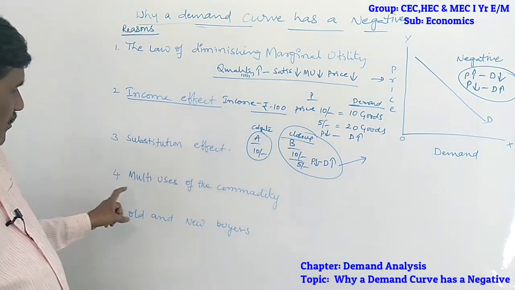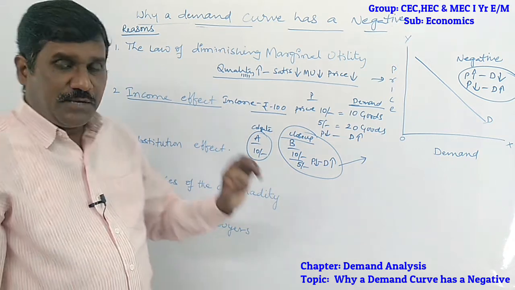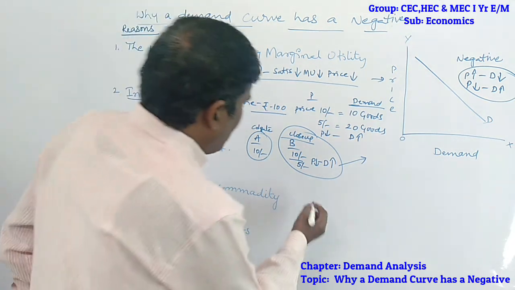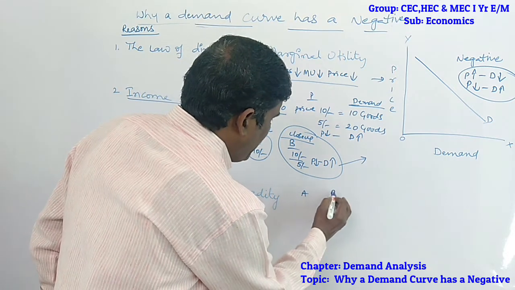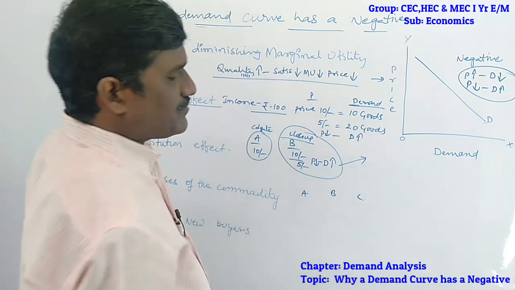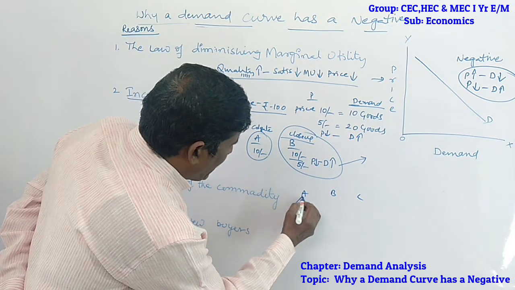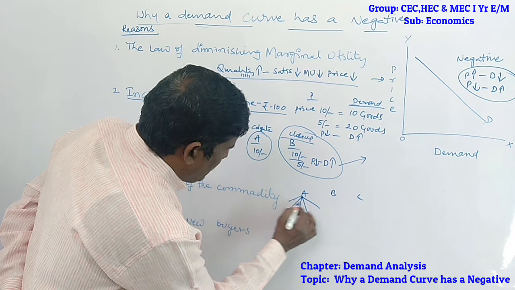Okay, then multiple uses of the commodity. Multiple uses of the commodity. For example, here A, B, C goods are there. If the A good is a multi-purpose good, for example, this is electricity, power, let's suppose.